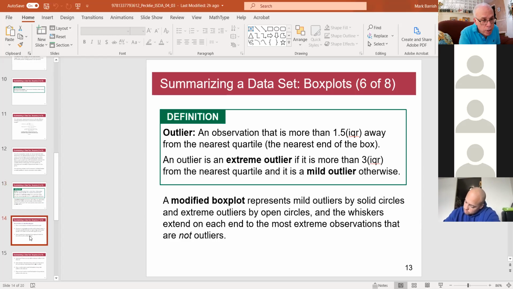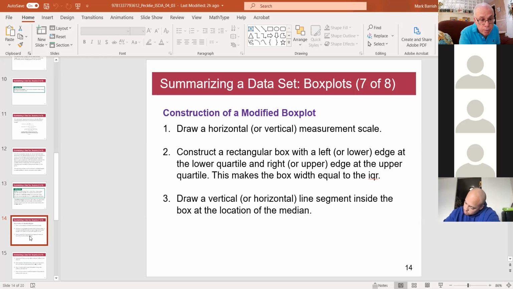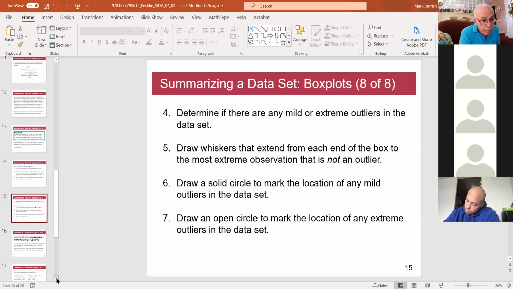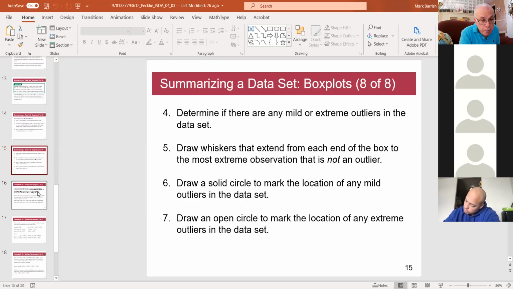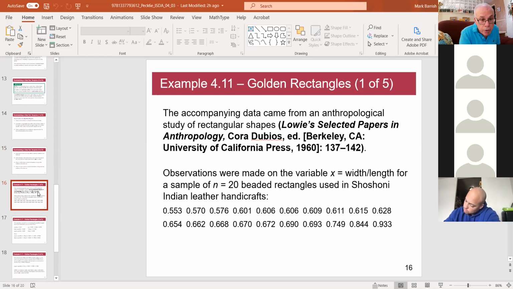All right, so let's take a look at a modified box plot. And the best way of doing it is to actually show you an example. Here's the data set, 20 things that we're measuring. Looks like some sort of width or length. Again, it doesn't matter what we're looking at. It's just 20 numbers here.